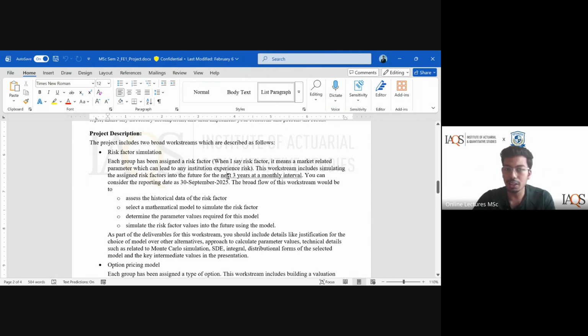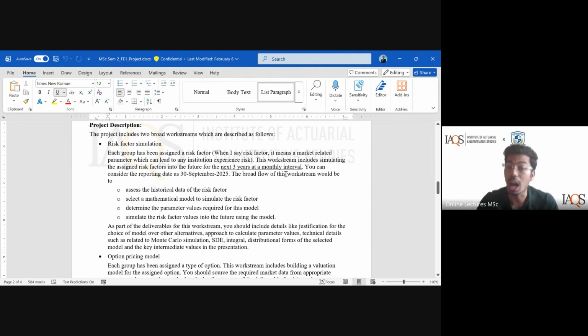You need to predict the risk factor values for the next 3 years at a monthly interval. So you'll have a 36 value prediction from your model. Fair enough? All right. How you will predict? You'll have to do a Monte Carlo simulation. So once you create your model, you estimate your model. Obviously, this is going to test.